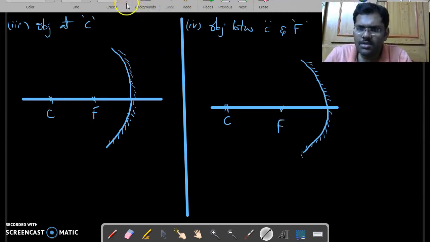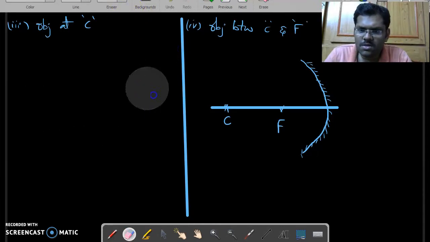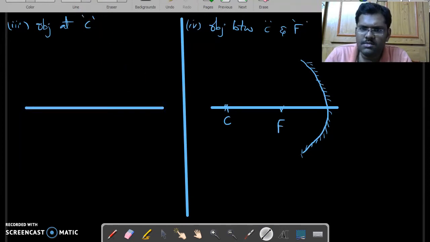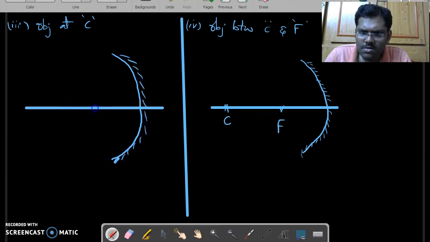So let us see the next. Let us do it again. Let us try it. First I have drawn a principal axis, and next I have drawn a curve. So this is a concave mirror. This is the focus and this is the center of curvature. Remember that exactly half of the center of curvature should be the focus, and this is the pole.